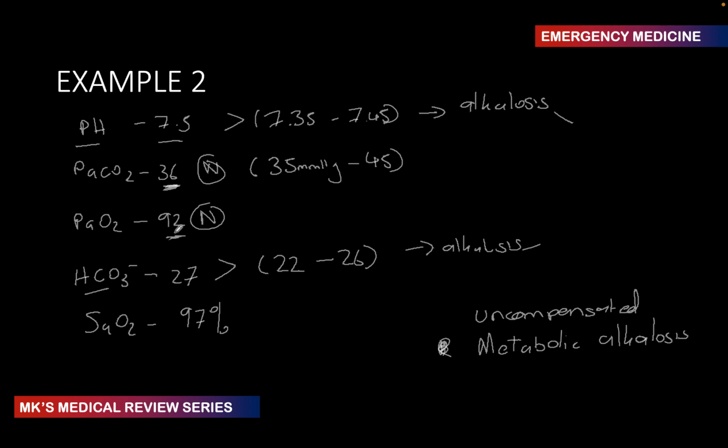Because it's 80 to 100, and then 97 is normal. So this person has uncompensated metabolic alkalosis and they don't have hypoxia. You can just make a diagnosis here as uncompensated metabolic alkalosis without hypoxemia.